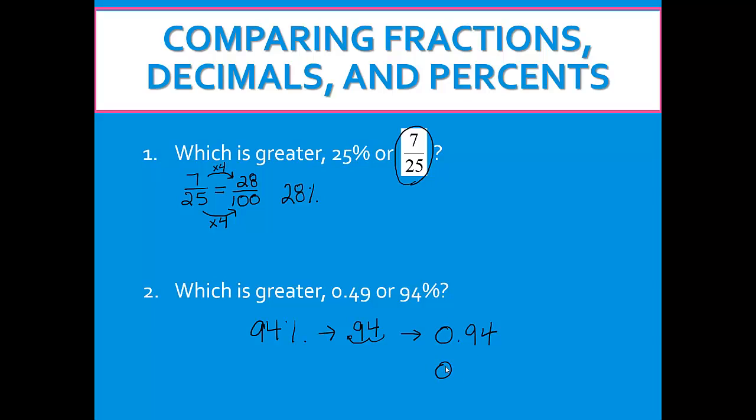So now if I compare that to 49 hundredths, I can see that 94 hundredths is larger. So 94% is larger than 49 hundredths.